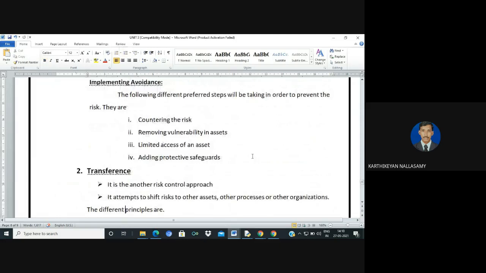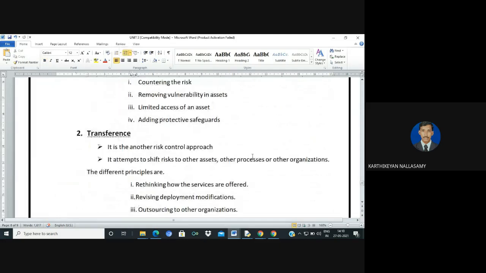Second one, transferring, I mean transference. In this transference, we are going to shift the risk to someone else. The same risk, meaning we are going to shift the risk to someone.